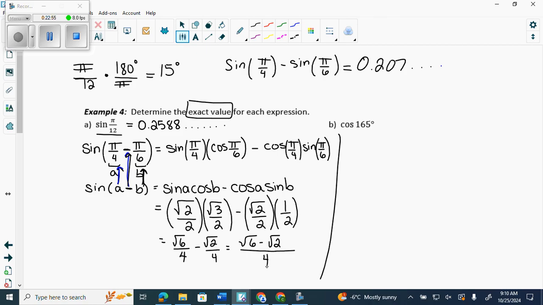And before I box it, I'm going to type that into my calculator and make sure that gives me 0.2588 and so on, but not write that, because that's not an exact value, and you would have gone from perfection to blah. You box that.